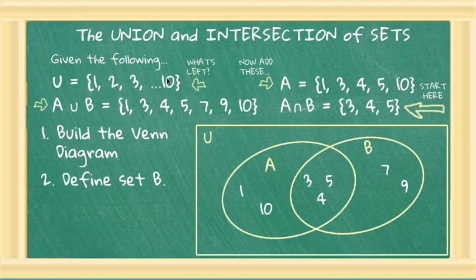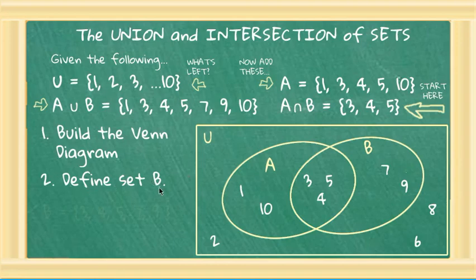So we need to know what's in the universal set then, and that's shown as being 1, 2, 3, dot, dot, dot, up to 10. So what has not been accounted for yet? We've got 1, okay, we need a 2, 3, 4, 5, we need a 6, 7, we need an 8, we've got 9 and 10. So 2, 6, and 8 are the ones that haven't shown up yet, so we put those outside of A and B, but in the universal set.